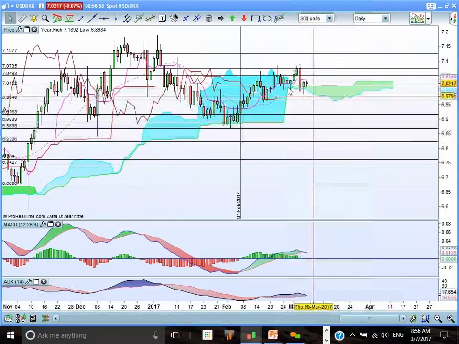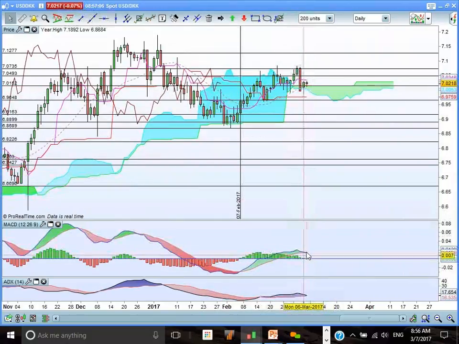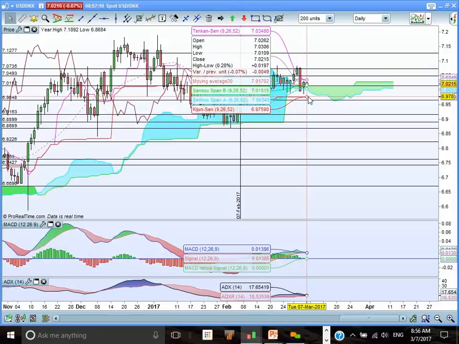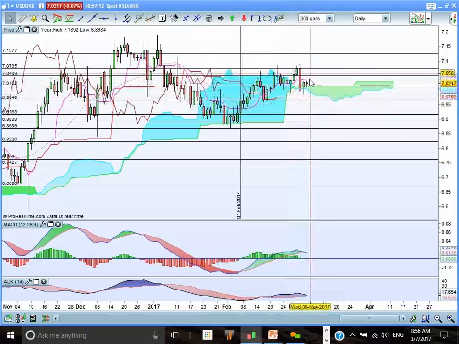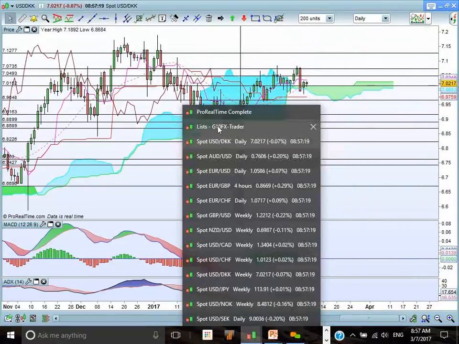US dollar Danish krone also stuck somewhat sideways the last couple of days, has now found support at the top end of the cloud, looking for a rebound here. But watching very closely, if we get a MACD sell signal and it breaks through the bottom end of the cloud, that would be a key area to go short. But so far, testing support at the bottom end of the cloud is at a critical juncture this coming week.